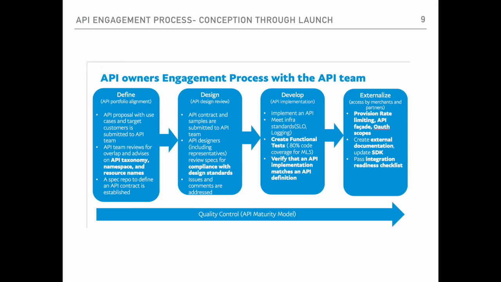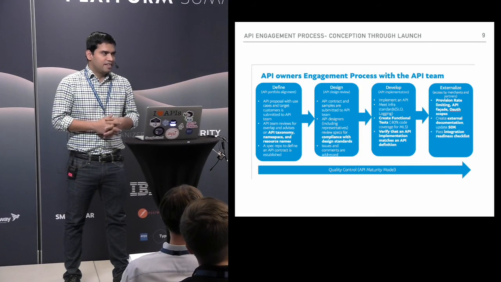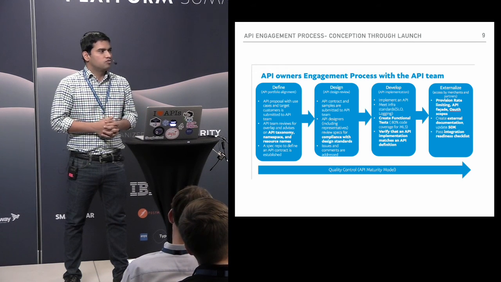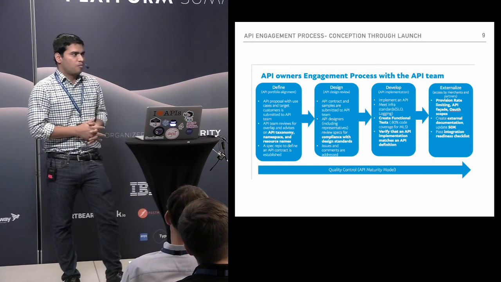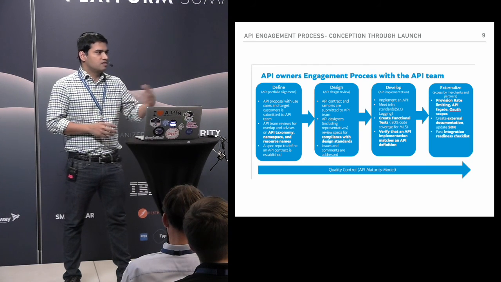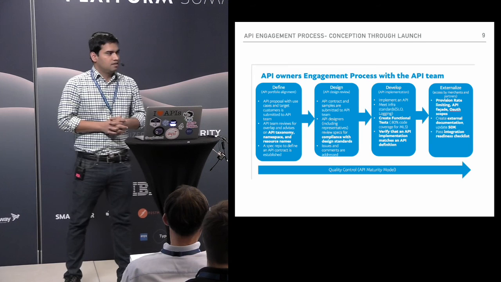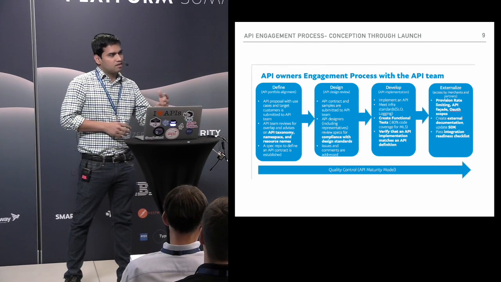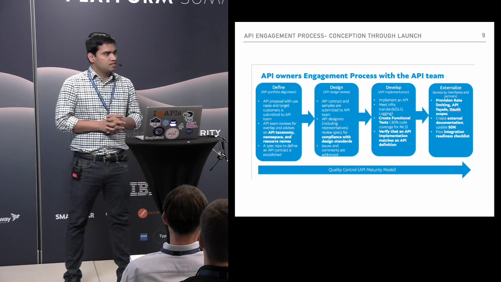So we defined four phases, what we call define, design, develop, and externalize. And we defined entry and exit criteria for each of these phases. In the define phase, the teams submit API proposals around the use case and what they want to do. There is a portfolio alignment team within my team who goes through the proposal and finds out what the value proposition of the API is. Is this API really needed? Does it make sense in the context of the business capabilities, or what PayPal does? And does a similar capability or similar API already exist in the portfolio?